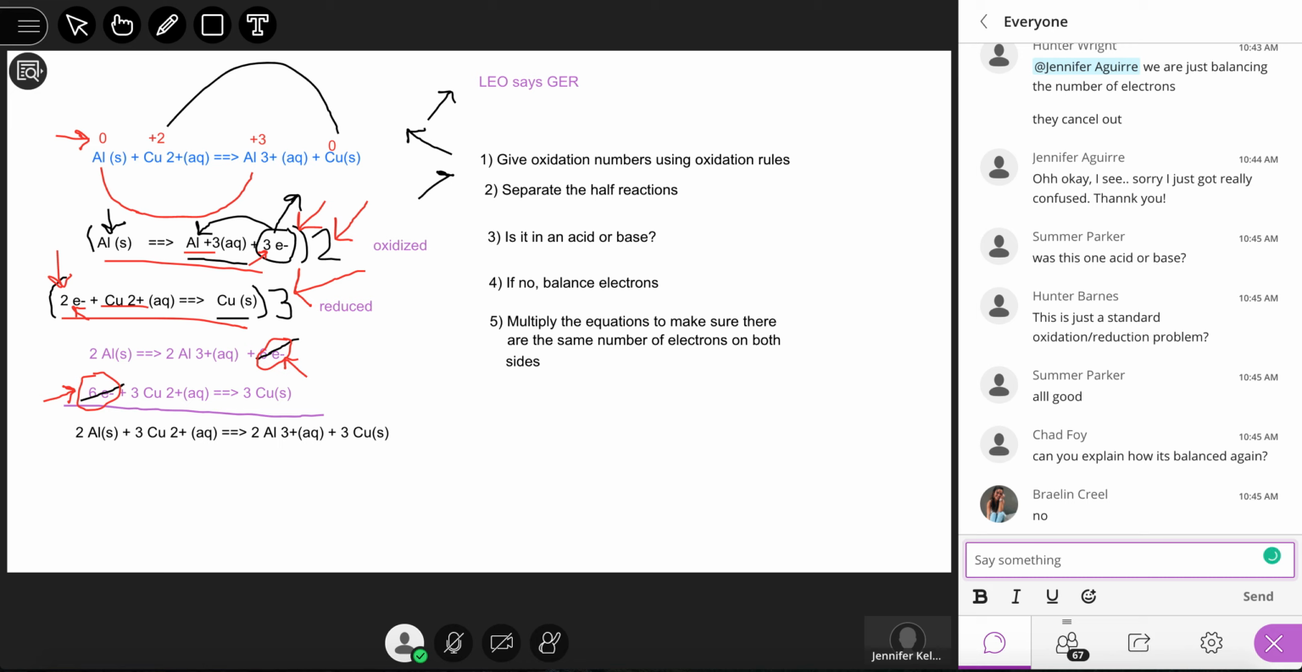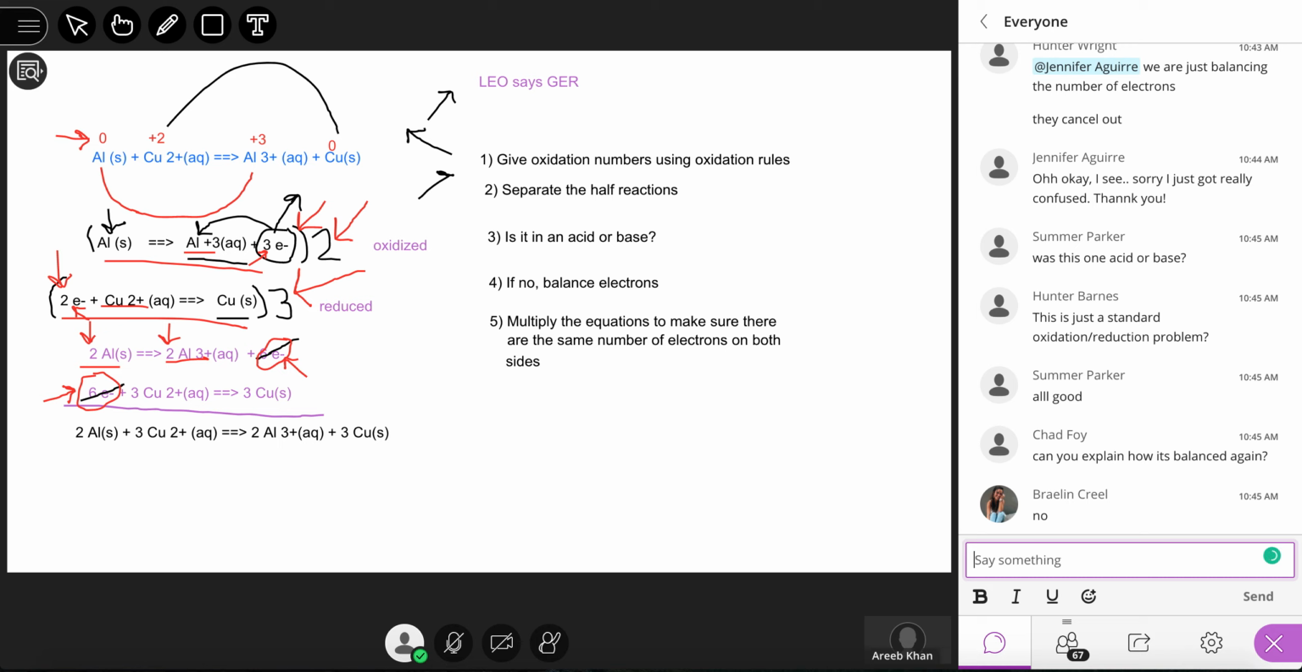But we can't just multiply the electrons. We have to multiply the entire thing. So that's why we've got 2 here and here. All right. So that's how we balance them. It looks a little funny because we haven't had identical coefficients in the past, but we will have them now because we're balancing the whole thing, including charge now. All right, what's your question?